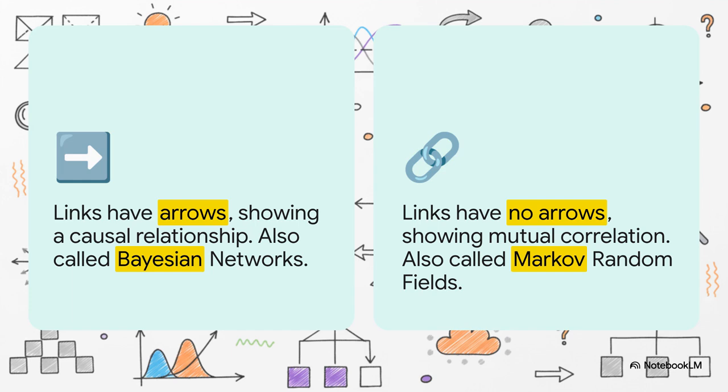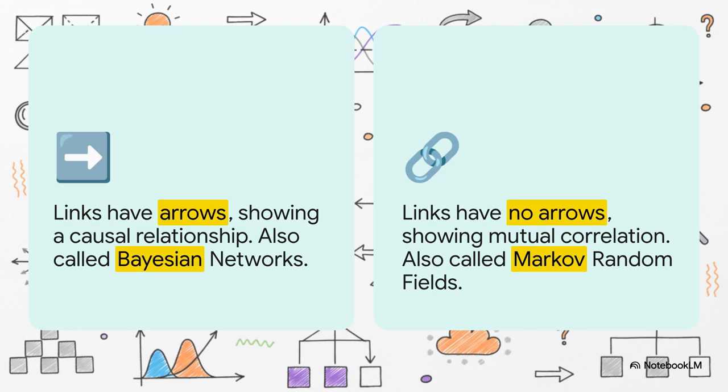Now, these models come in two main flavors. On one side, you've got directed graphs, which we call Bayesian networks. Here, the lines have arrows, which show a kind of cause and effect flow. You know, if it's cloudy, it might rain. One thing leads to another.